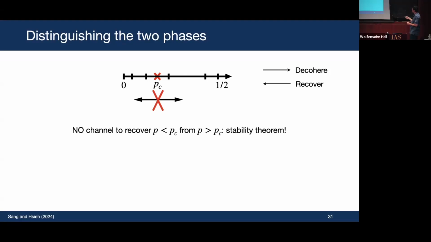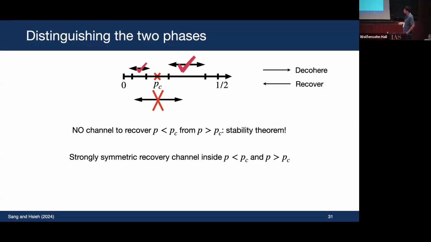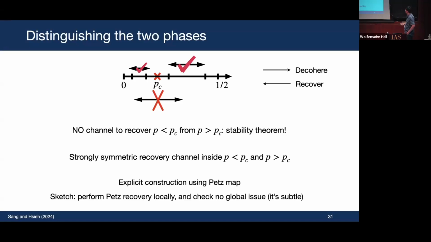The second thing we need is that we also want to show that within one phase, say p greater than pc, I should be able to connect any 2 points in 2 directions. I should be able to go forward by messing up the state, and I should be able to go back by recovering the state. And we do have these channels, and these channels should preserve the symmetry, right? They should preserve the strong symmetry.